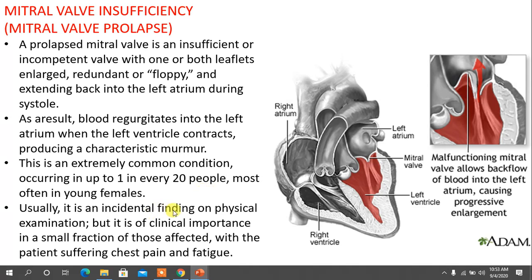It may be an incidental finding in the physical examination, but it is of clinical importance in a small fraction, with the patient suffering from chest pain or fatigue. So in most patients it is symptomless. Only the murmur is present when you listen to the heart, but otherwise the patient is normal. And in those patients who develop chest pain or fatigue, it is important to treat the mitral valve regurgitation.